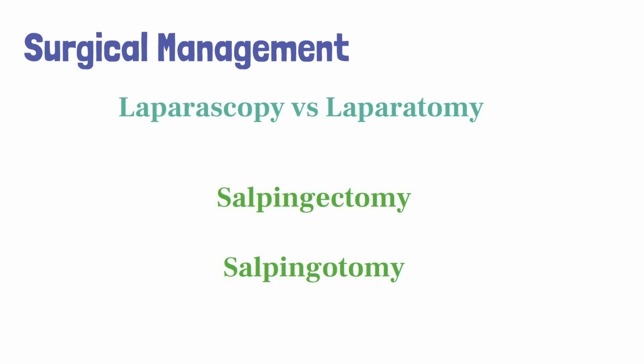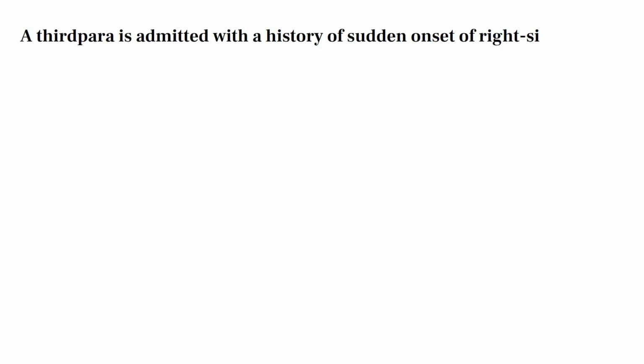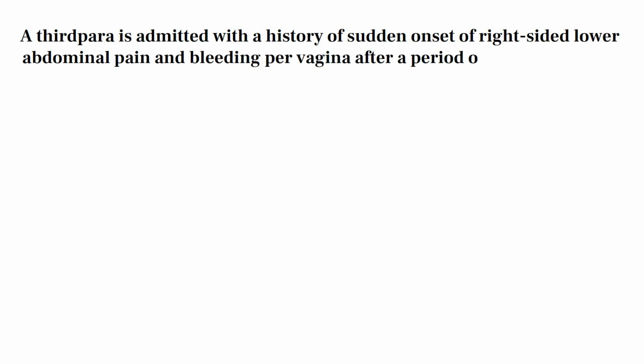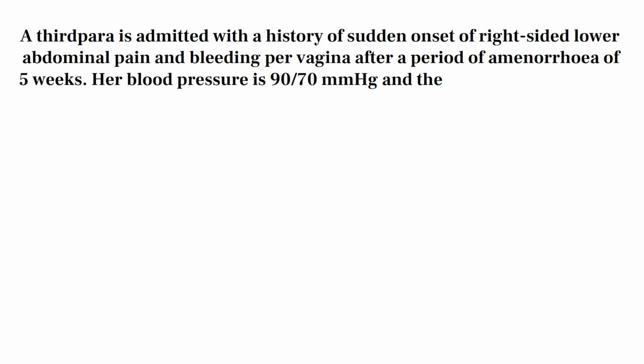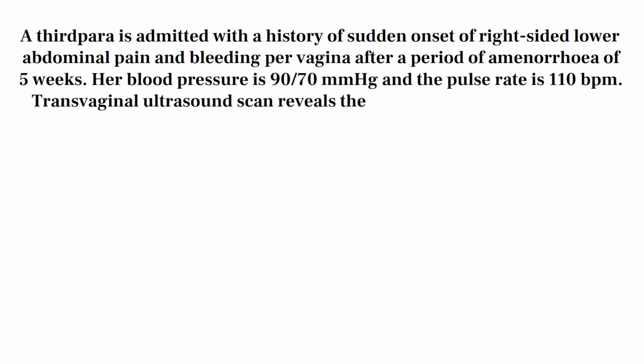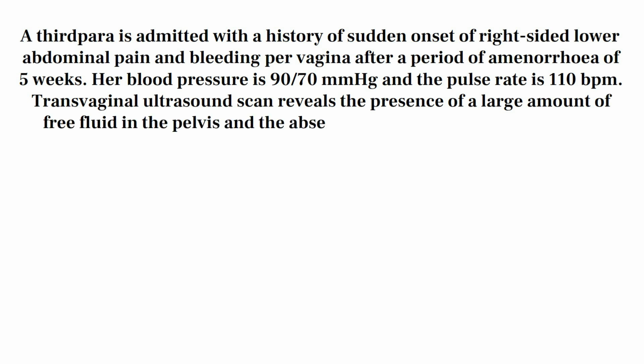So now let's move on to our last question. A third para is admitted with a history of sudden onset right-sided lower abdominal pain and bleeding per vagina after a period of amenorrhea of 5 weeks. Her blood pressure is 90/70 and the pulse rate is 110. Transvaginal scan reveals the presence of a large amount of free fluid in the pelvis and the absence of an intrauterine pregnancy. What is the most appropriate management?